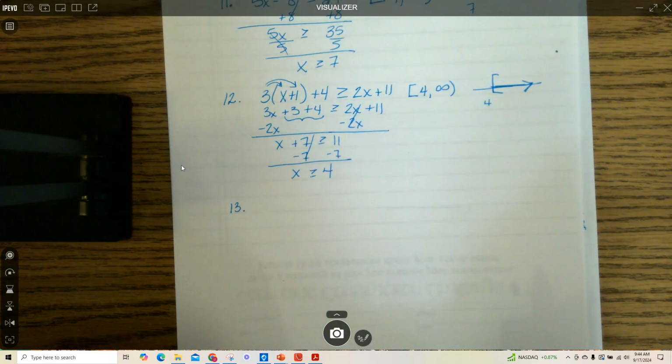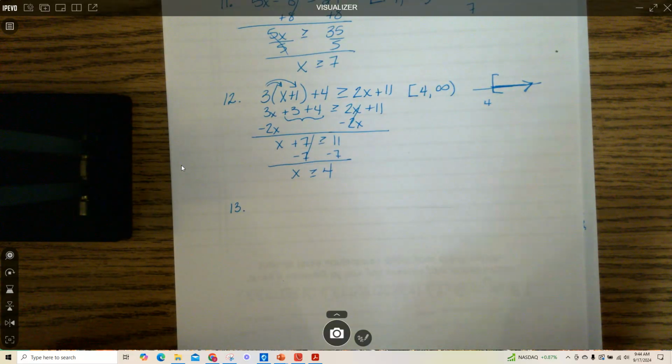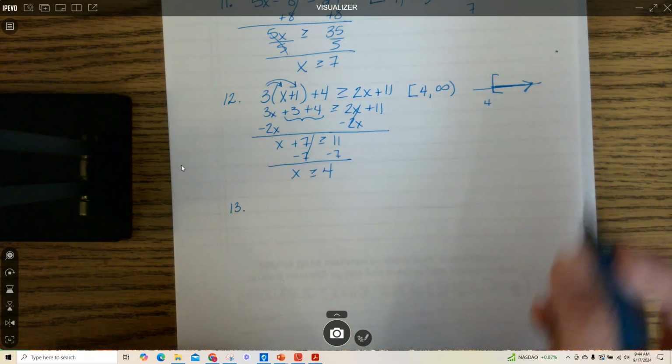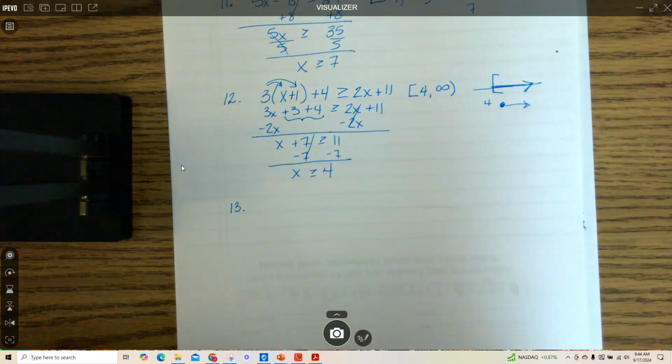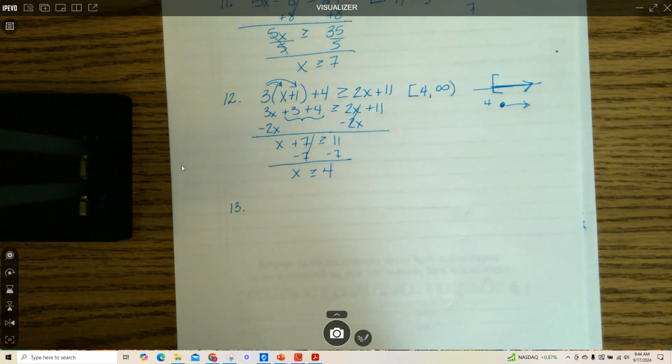All right, 13. It doesn't, so it would just be a closed off circle because it doesn't have the bracket. Yeah, it would be a closed circle if it doesn't have the bracket. Yeah, they swapped it up on us. Okay, so again, that's why I said make sure you know those pieces.